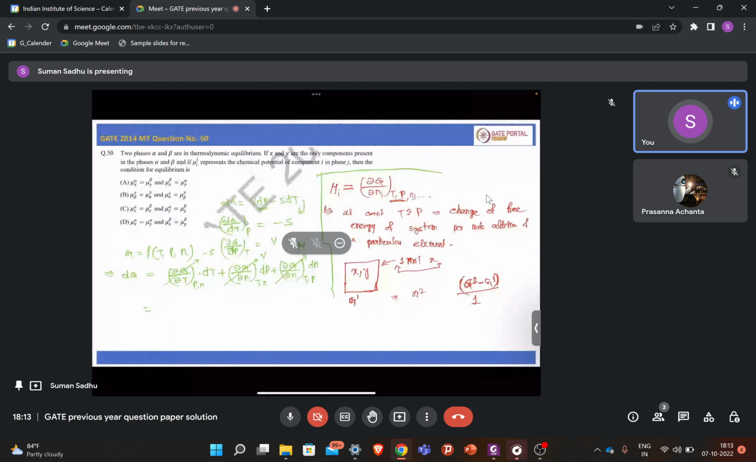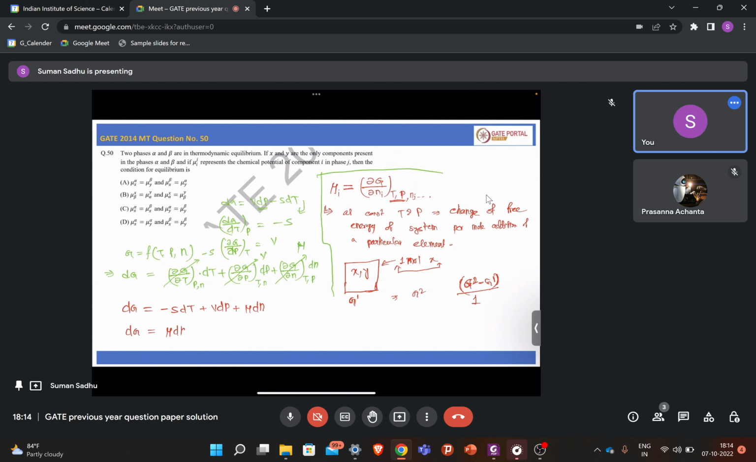Okay. So now we can write dG is equal to minus S dT plus V dP plus mu dn. Right. Now here it is mentioned that the two phases alpha and beta are in thermodynamic equilibrium, and if x or y are the only components present. So now thermodynamic equilibrium means constant temperature and pressure. So then it will be dG is equal to mu dn.